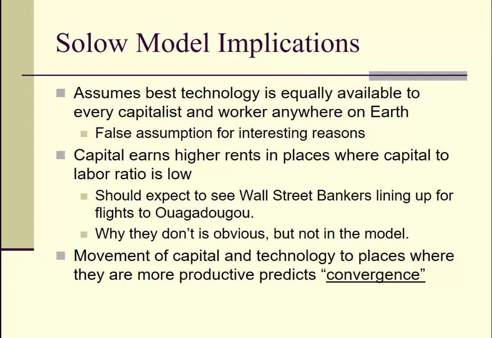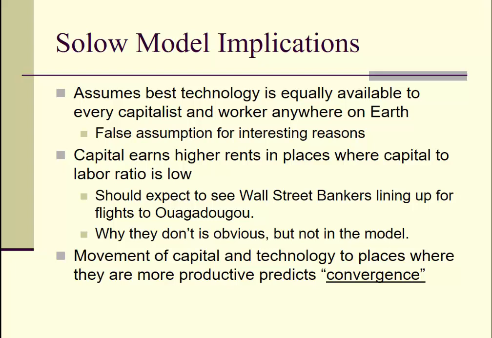But the idea still remains that if you can find a government that has very low amounts of capital and can promise you and assure you that your investment will be safe, capital should go there. The Solow model says that capital and technology should move to places where they are more productive, and that will lead to convergence in growth rates. Places that have a lot of capital won't get more capital. People don't want to put more capital where it's not going to give them as much of a return.